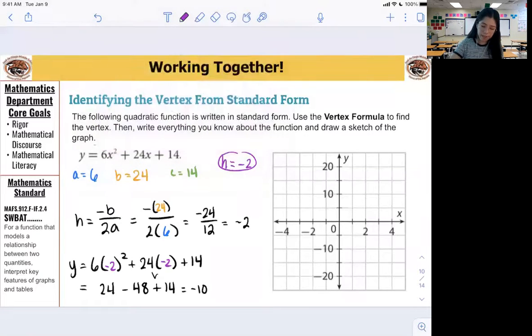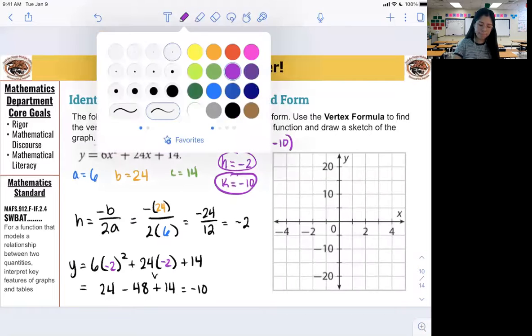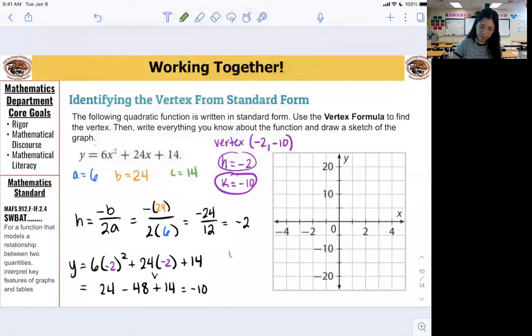What else do I know about this graph? H is negative 2. That's the vertex, negative 2, negative 10. Good. The vertex is negative 2, negative 10. Keep it going. What else do I know? The y-intercept is 14.